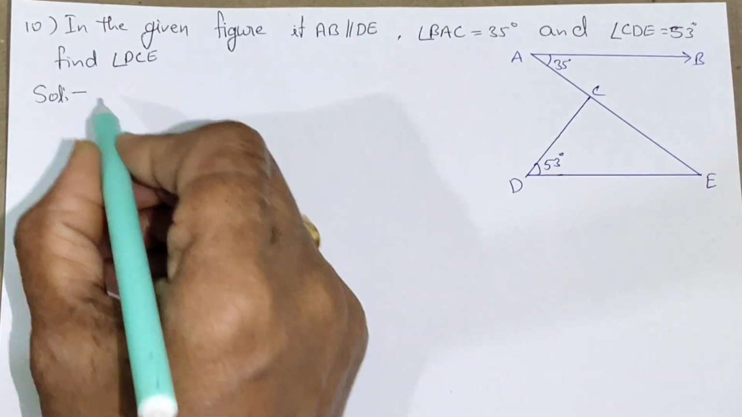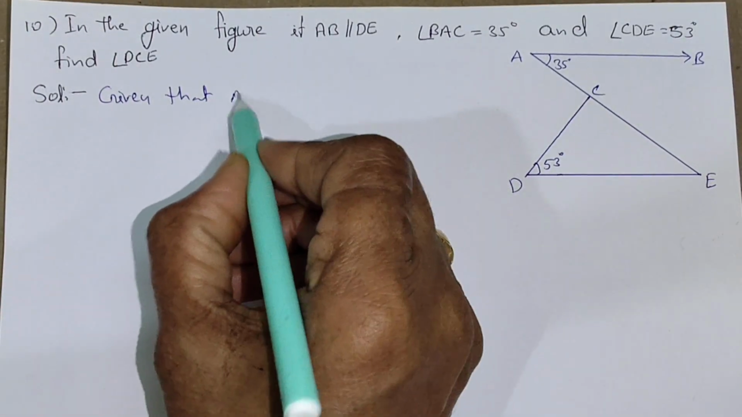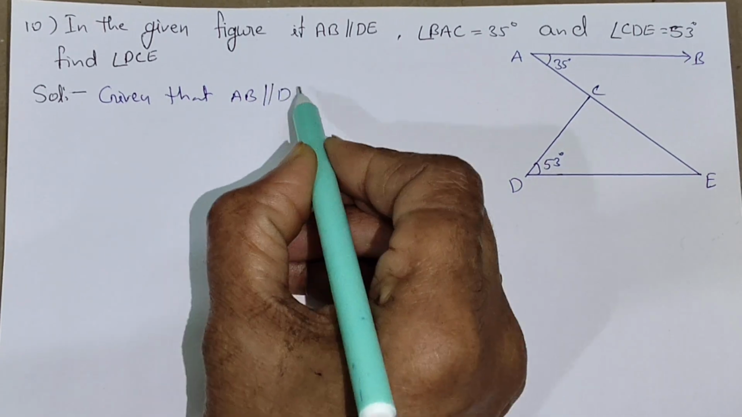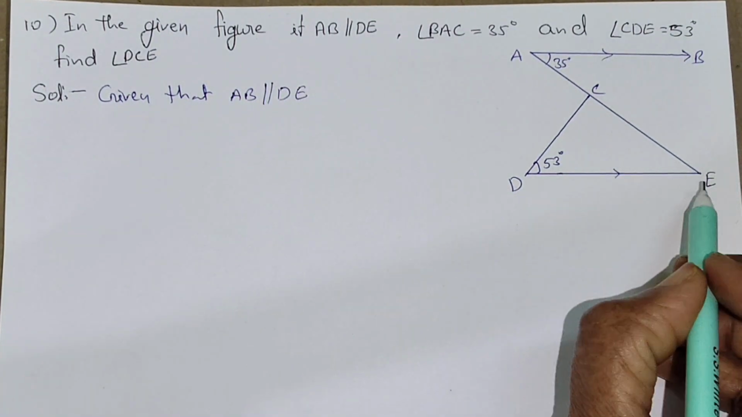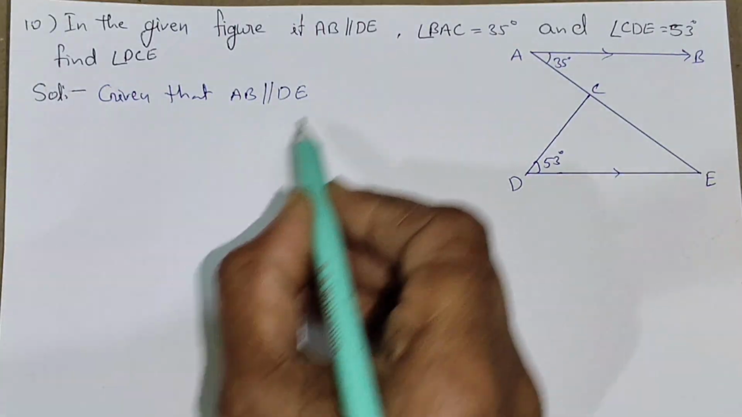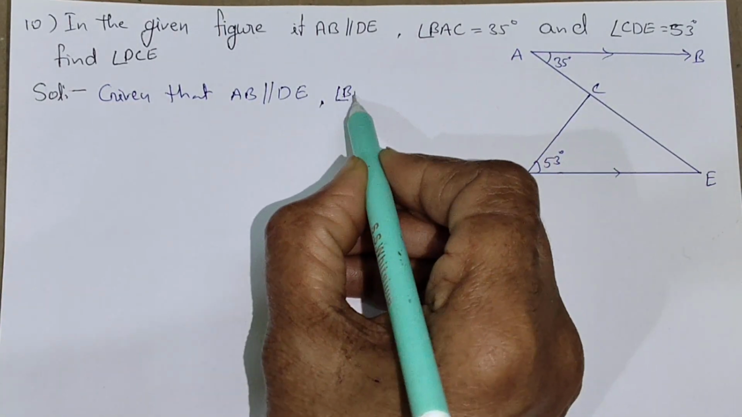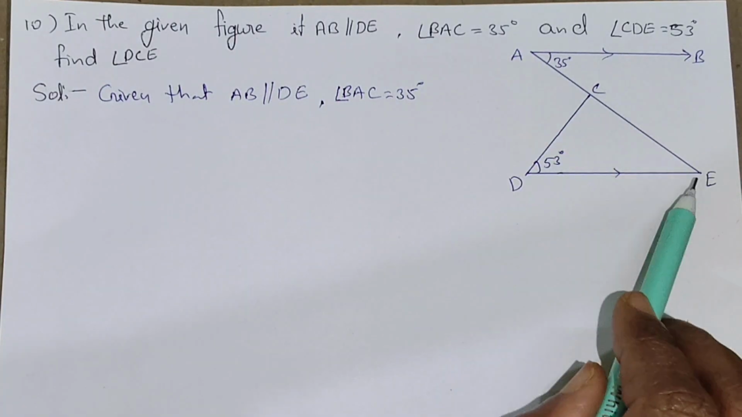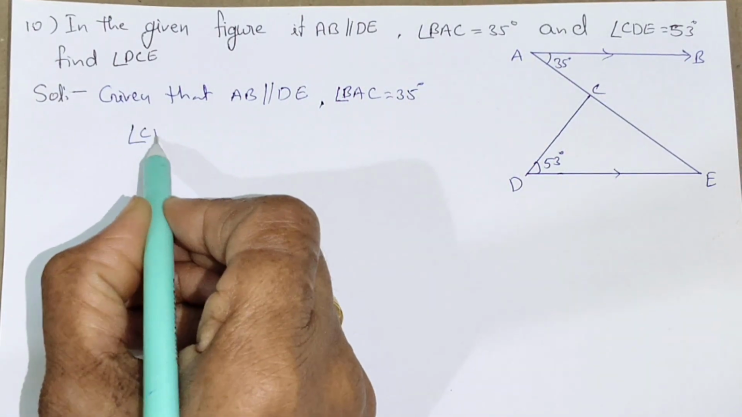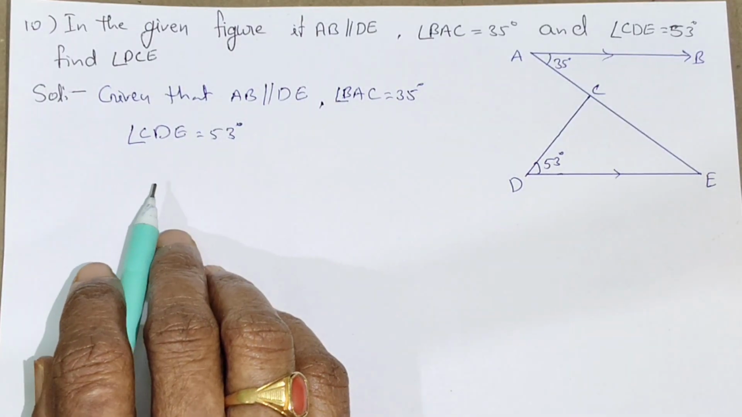Here first we write the given data. Given that AB is parallel to DE. Angle BAC is equal to 35 degrees. Next, angle CDE is equal to 53 degrees. So these two angles are given.